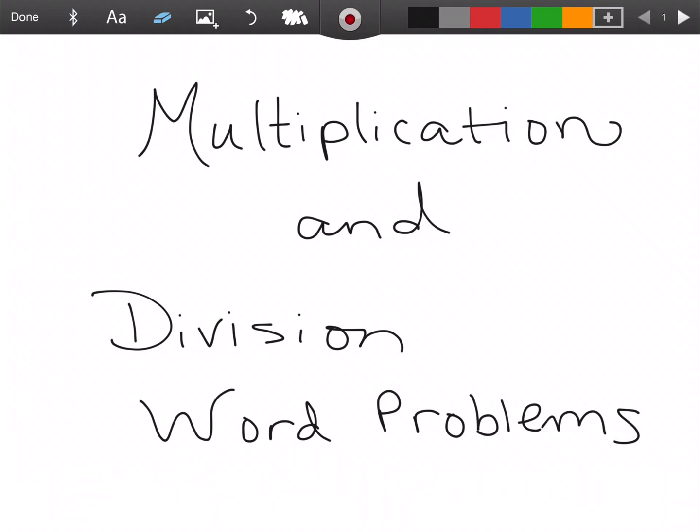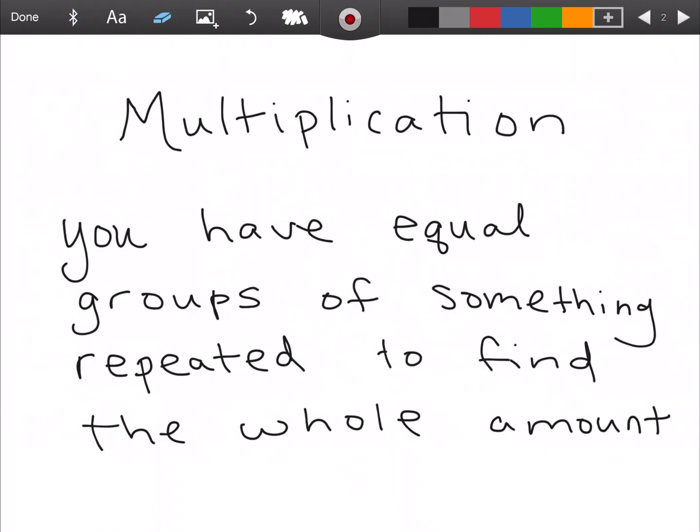Today I want you to create your own multiplication and division word problems. Let's first start with multiplication. Remember that in multiplication you have equal groups of something repeated to find out a whole amount. So one way to write a multiplication word problem is to start with the equation you want to solve.